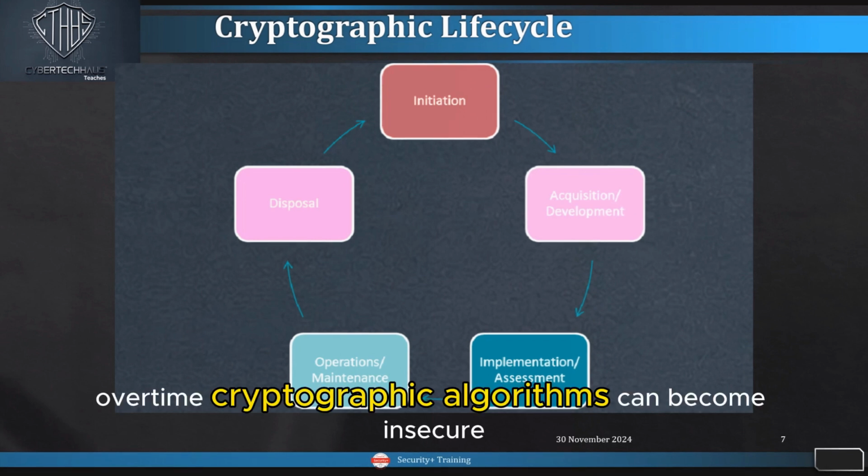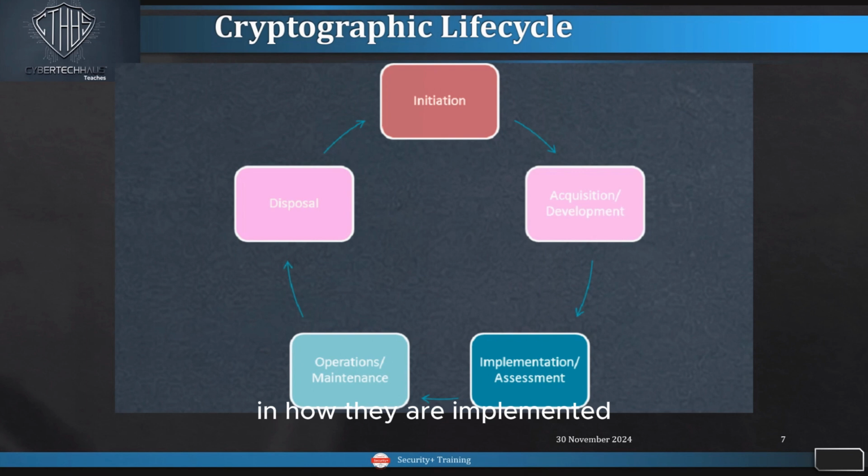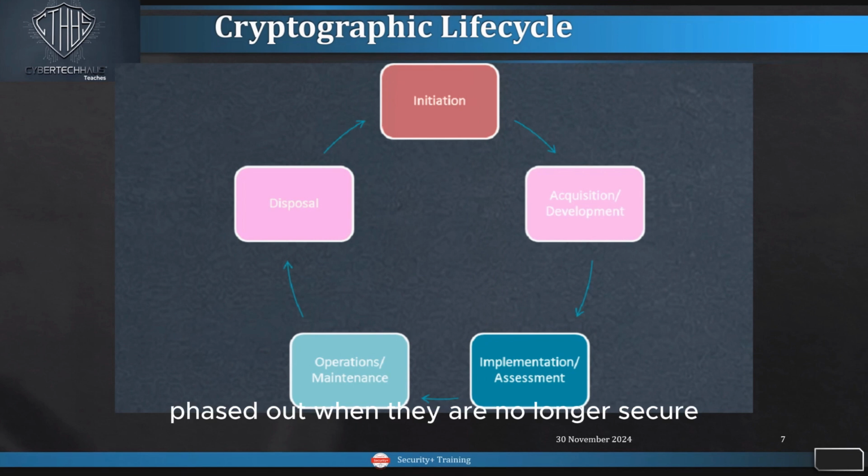Over time, cryptographic algorithms can become insecure. This happens because researchers discover flaws in how they are implemented or because the keys they use become vulnerable to attacks such as brute force attacks. For this reason, adopting a life cycle approach to cryptography is necessary, ensuring that algorithms are phased out when they are no longer secure.